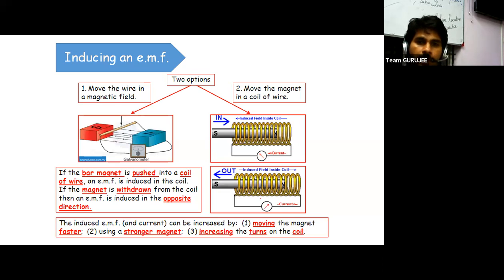So here, the third one. The number of turns increases. When the number of turns in a coil changes, the induced EMF also increases. That is another one. Here, moving the magnet faster: when the bar magnet is moving towards the coil or away from the coil faster, then induced EMF is produced.